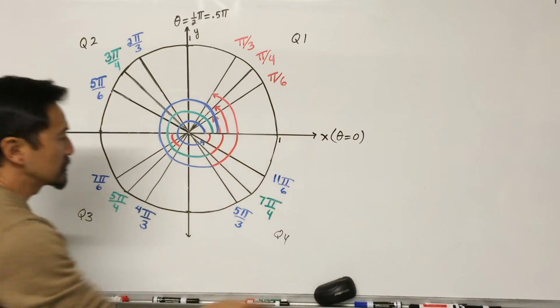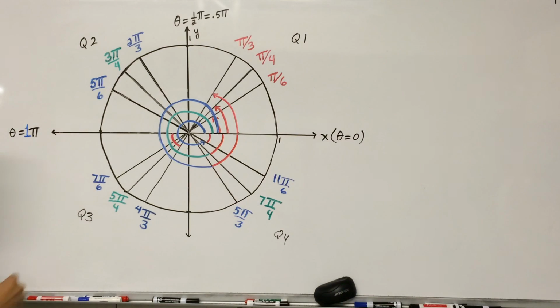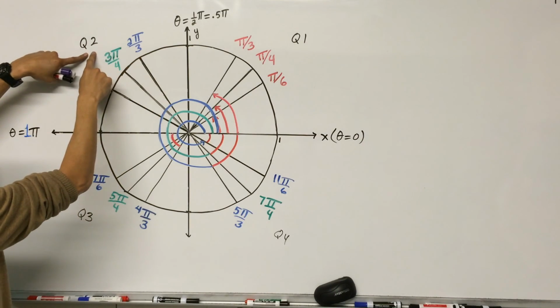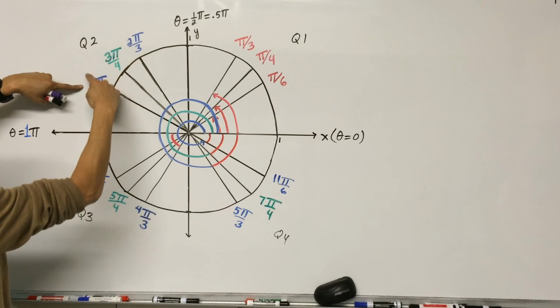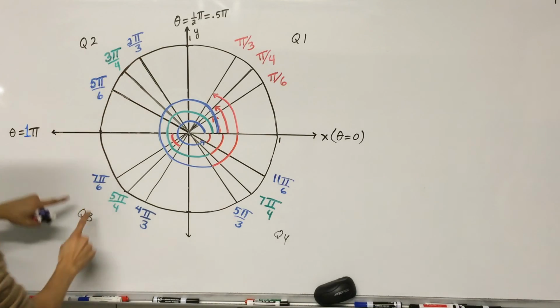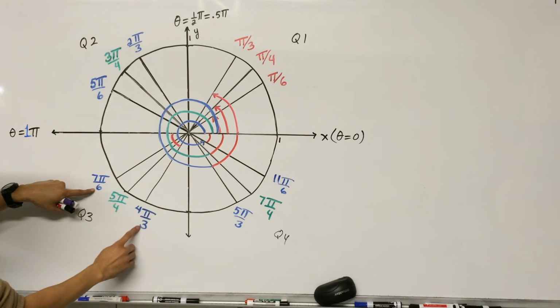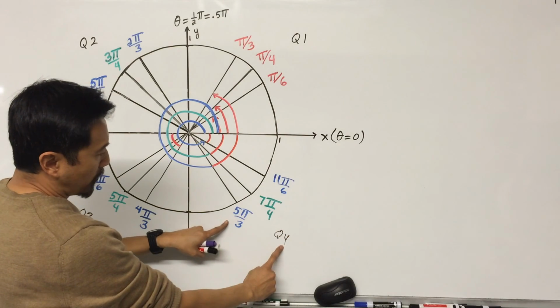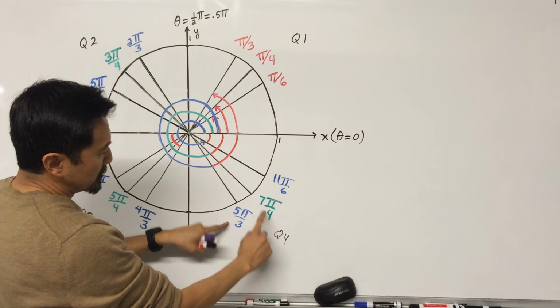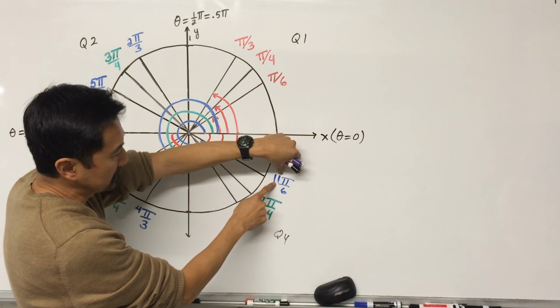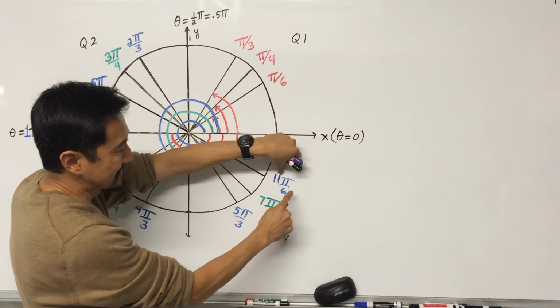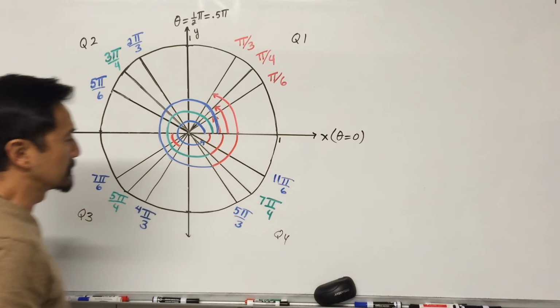So, in conclusion, the special angles in quadrant 2 have numerators that are 1 less than their denominators. In quadrant 3, the numerator is 1 more than the denominator. And in quadrant 4, the numerator is what? 1 less than twice the denominator.